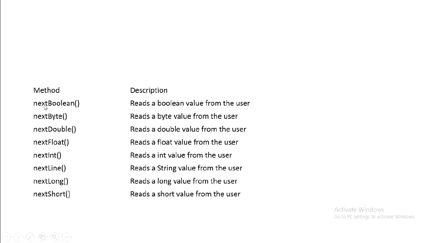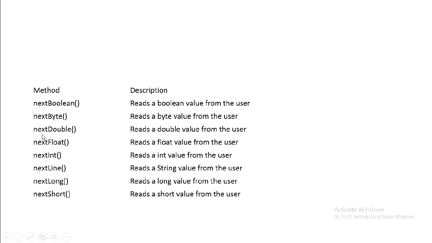In that case, in order to assess the things, I will just tell you this, and through an example I will even show you that. So over here, in order to read the value of the boolean, you have to write next boolean. In order to read the byte value, that is in the form of zeros and ones, next byte.